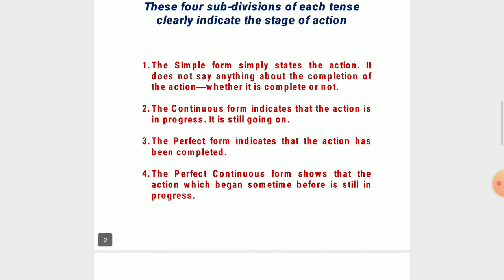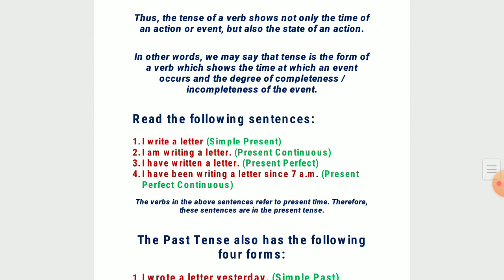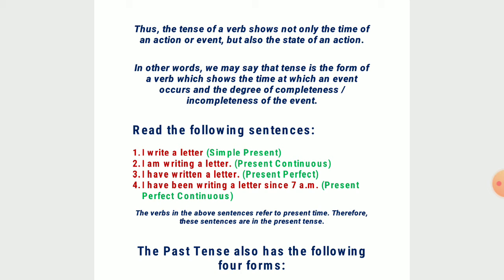Now dear students, I am moving on to the next page. Some other important things are there for clarification. Thus the tense of a verb shows not only the time of an action or event, but also the state of an action. You should all remember that the tense of a verb shows not only the time of an action or event, but also the state of an action.